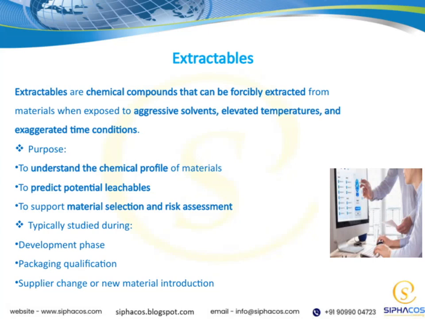Let's talk about extractables. These are chemical compounds that can be forcibly pulled out of materials under certain conditions. Imagine exposing a material to strong solvents, high temperatures, or prolonged exposure. These conditions can cause certain chemicals to leach out. Understanding extractables is crucial because it helps us identify what chemicals might come out of our materials under stress. This knowledge allows us to predict potential leachables, which are the substances that could migrate into products or the environment.